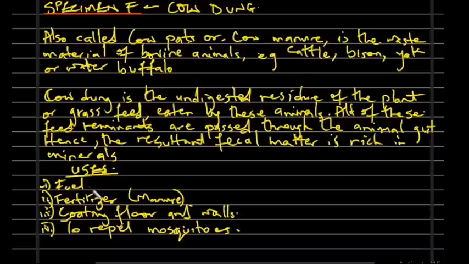Example, we use them as fuels. In the case of the biogas, we use them as biogas fuel, we use them as fertilizer or manure. We also use them for coating floors and walls, as well as to repel mosquitoes. These are some of the things that we use this particular substance for. So when we look at this, we have examples that look this way.